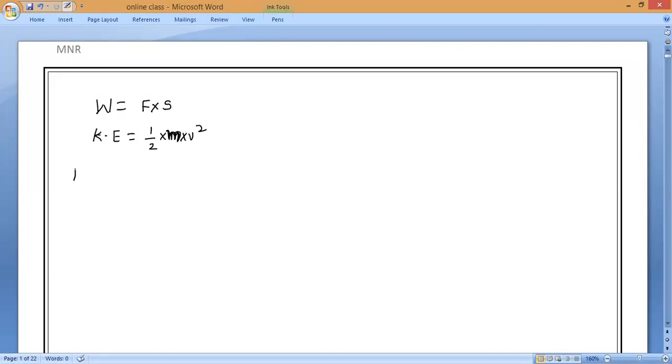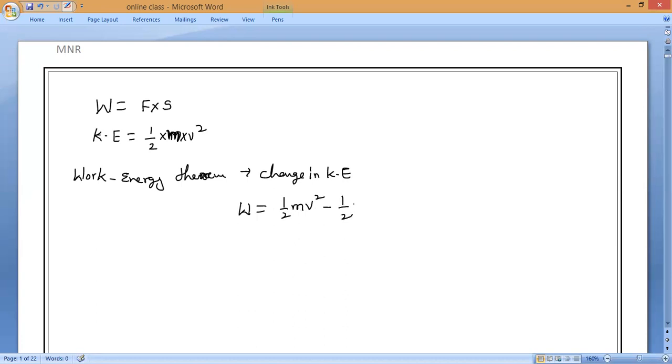Same way, we studied the work energy theorem. What is the work energy theorem? Work done equals the change in kinetic energy: W is equal to half m v square minus half m u square, where v is the final velocity and u is the initial velocity.